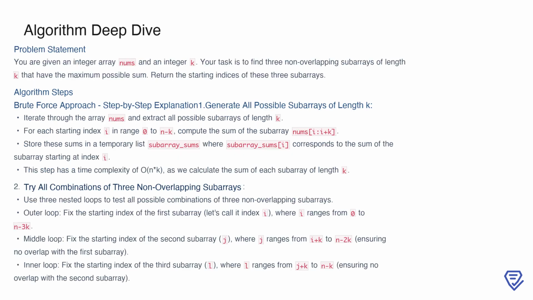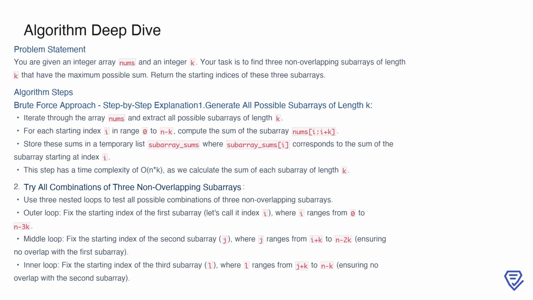In this problem, we're tasked with finding 3 non-overlapping subarrays of length k from a given array nums such that their combined sum is maximized. To solve this, we can start with a brute force approach. First, we generate all possible subarrays of length k by iterating through the array. For each starting index, we calculate the sum of the subarray and store these sums in a list called subarray_sums. This pre-processing step helps us avoid recalculating the sum for the same subarray multiple times, improving efficiency slightly.